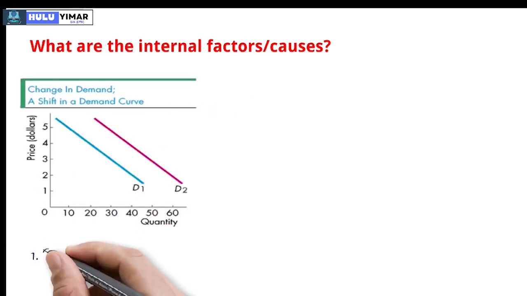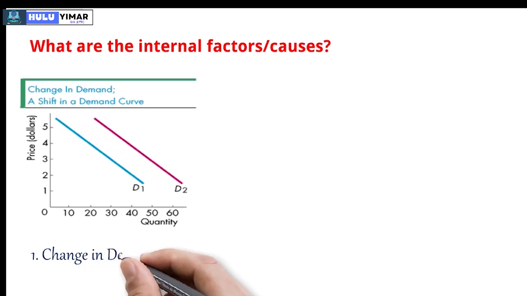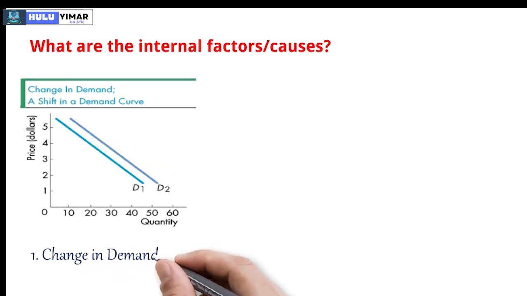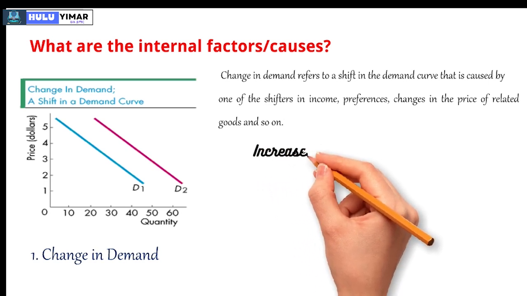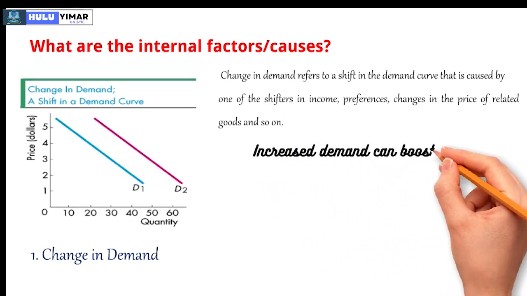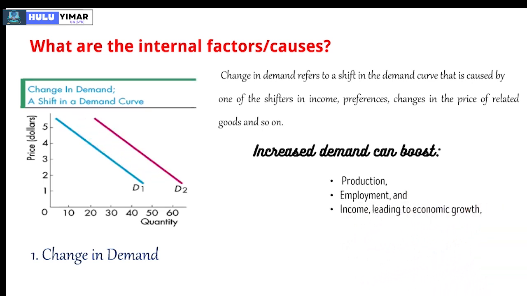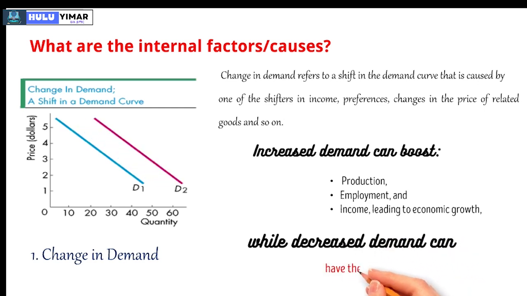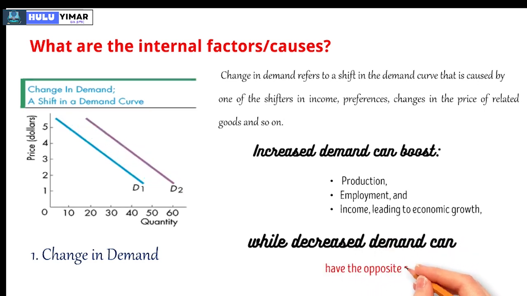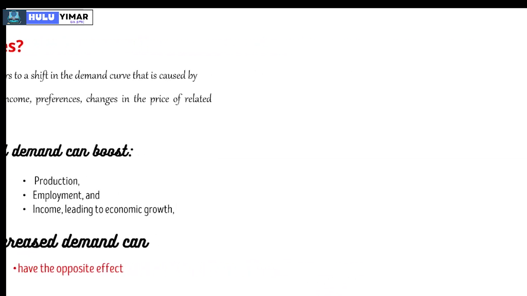Let's start. The first one we are mentioning here is change in demand. Variation in consumer and business demand for goods and services can lead to economic fluctuation, that means contraction and expansion in economic activity. For example, increased demand can boost production, employment, and income, leading to economic expansion, while on the other hand, decreased demand can have the opposite effects. So this is how change in demand affects the business cycle.